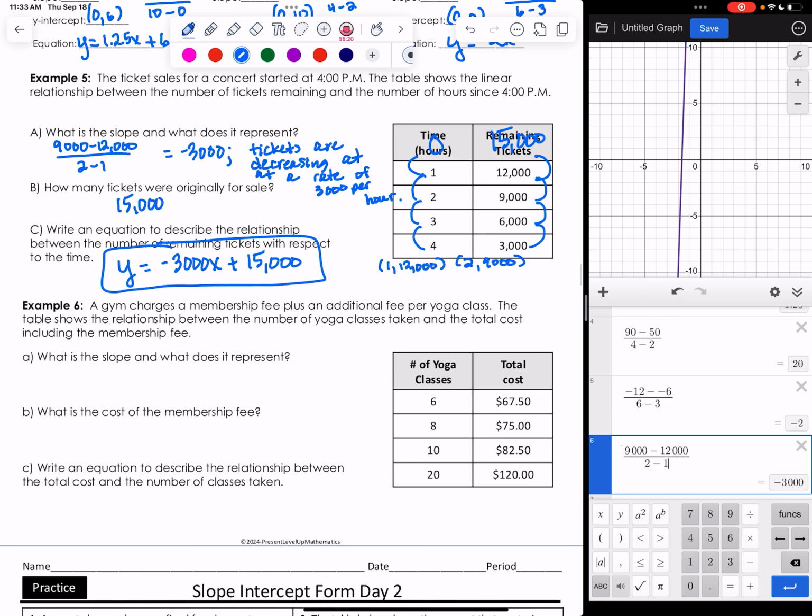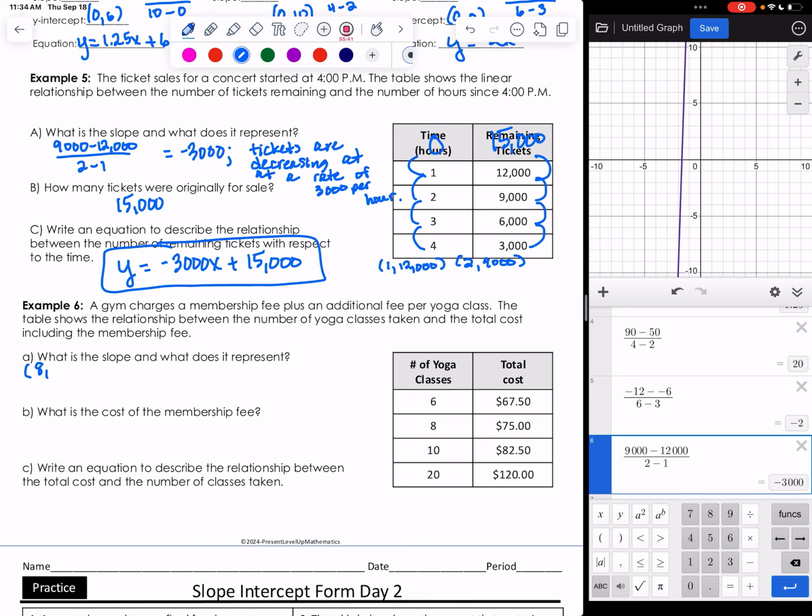All right, example 4. A gym charges a membership fee plus an additional fee per yoga class. The table shows the relationship between the number of yoga classes taken and the total cost, including the membership fee. So the first thing they want to know is what is the slope and what does it represent? Now I'm going to pick two friendly points.